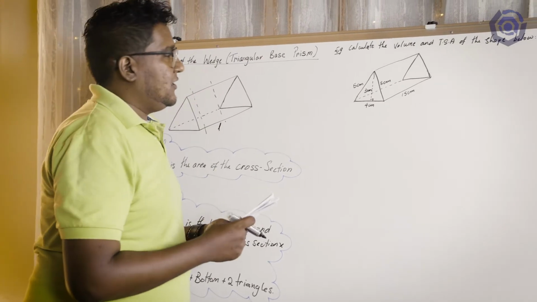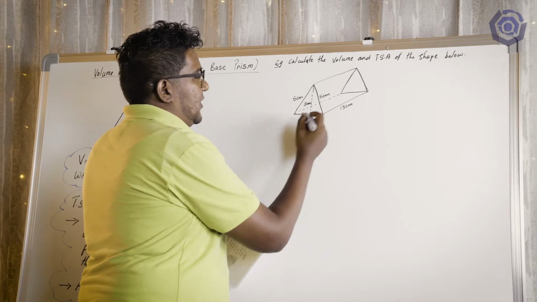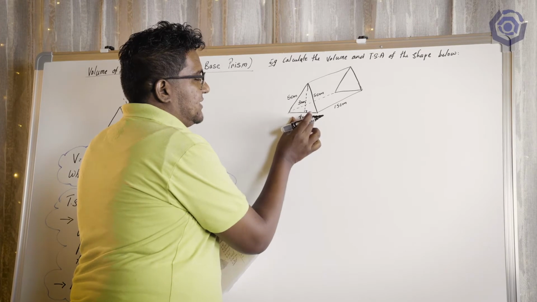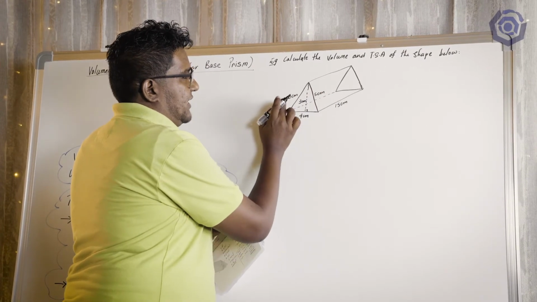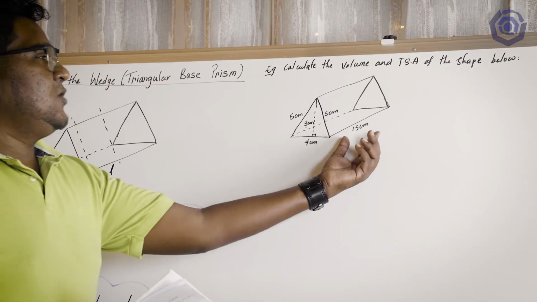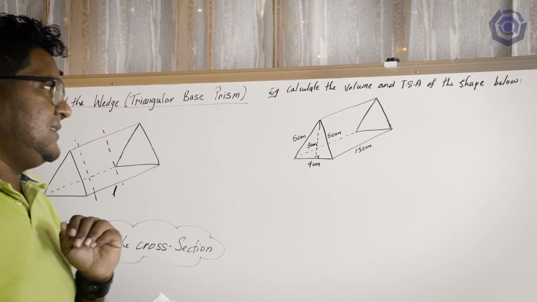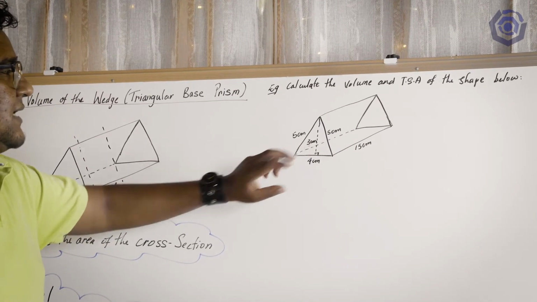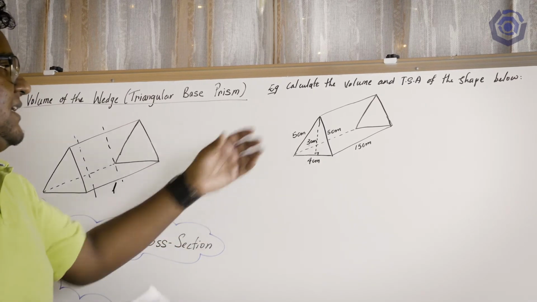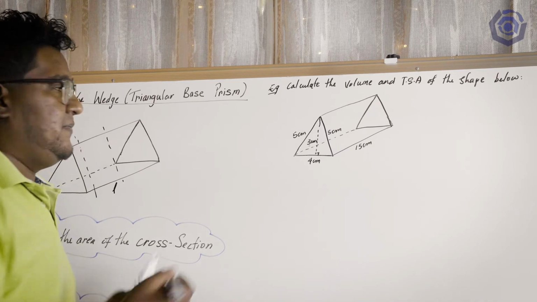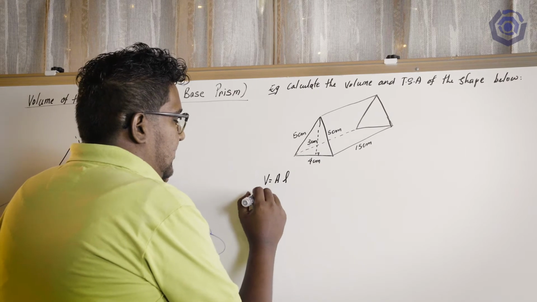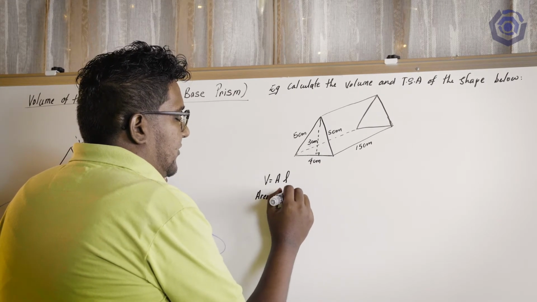So you have an example here, and if you look carefully, we have 1, 2, 3. We're given this side is 4, here is 5, and here is 5. And we're also given the height as 3 cm. You have the length as 15 cm. So if you're given the base and the height, then we would go straight into using half base times height to find the area of our cross section. So V is equal to AL. So area of the cross section.